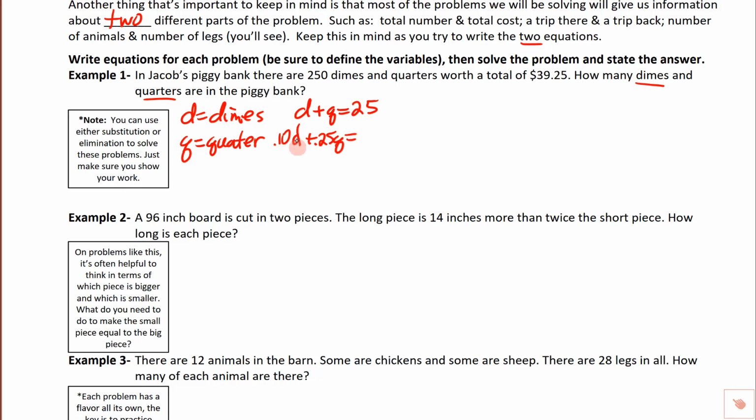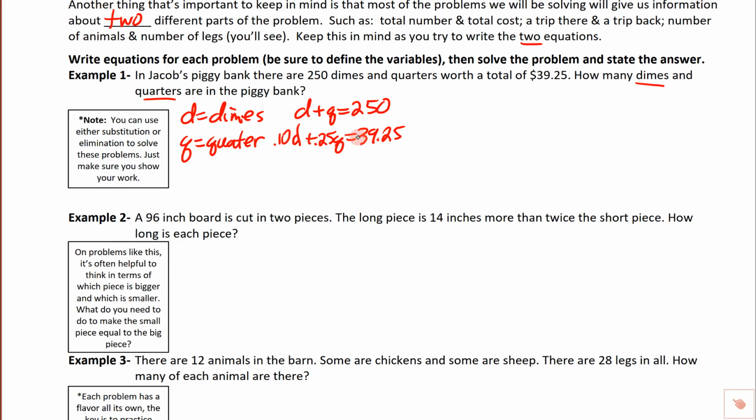So this right here is representing how much the dimes are worth. This is representing how much the quarters are worth. And then in total, when we add up, whoops, I need a zero there, 250. In total, we have $39.25. So we've declared the variables, we've defined the variables, and we've written a system of equations. One of these equations is about how many coins, one is about how much they're worth, and now we're going to go ahead and solve this, and then we'll state the answer.